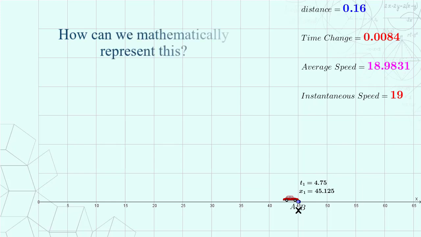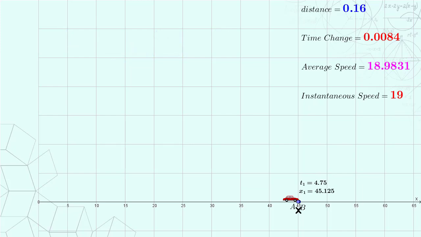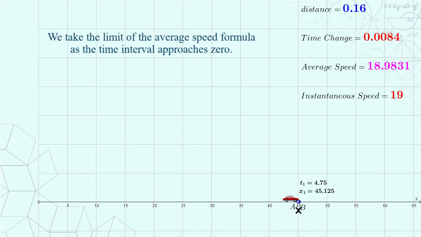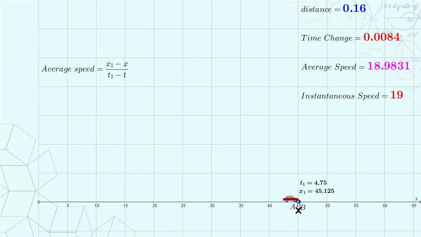So, how can we mathematically represent this? To make this rigorous in the language of mathematics, we have the concept of limits. We take the limit of the average speed formula as the time interval approaches zero. This limit operation is what bridges the gap between average and instantaneous speed, giving us the power to calculate speed at any given instant. We can express it in this way.